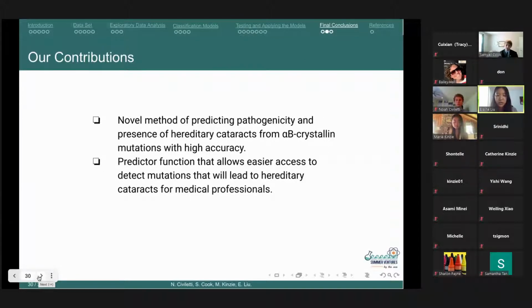There were also 2 key contributions. First was a novel method and approach of predicting pathogenicity and presence of these hereditary cataracts from mutations with a high accuracy of 95.3%, but also in a much shorter amount of time, plugging and chugging certain CSV files. But we were also able to create this predictor function that Sam mentioned that makes it more accessible to actually detect these mutations in a more medical professional space.